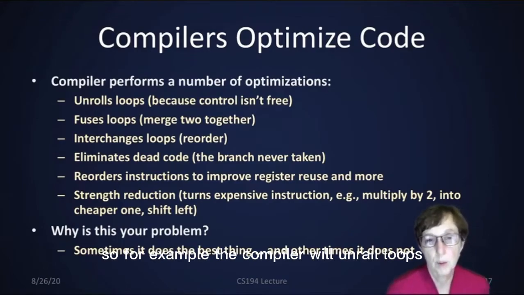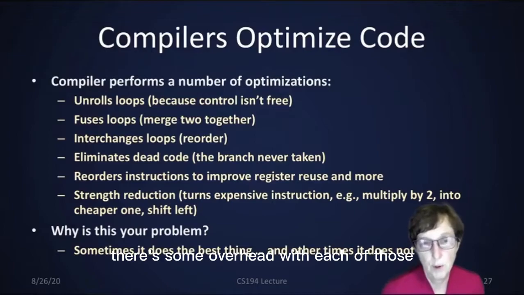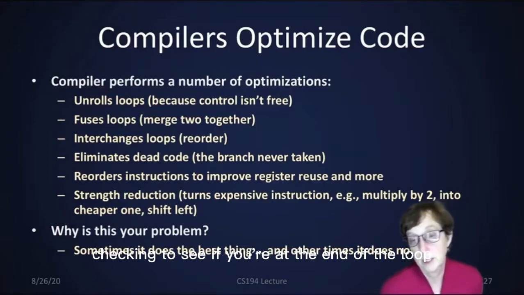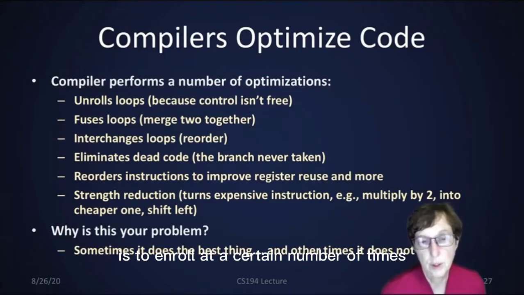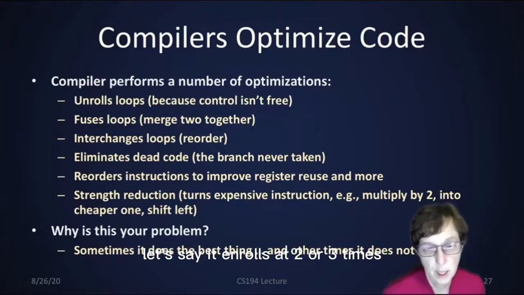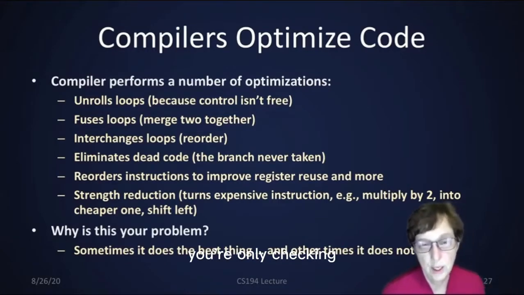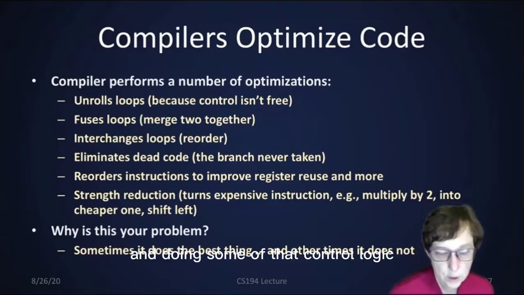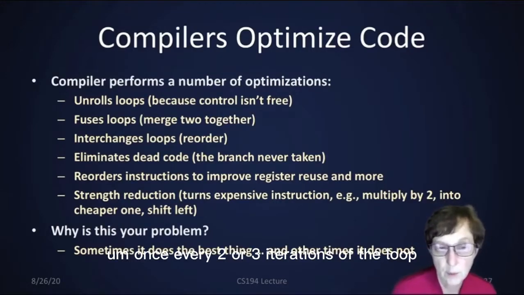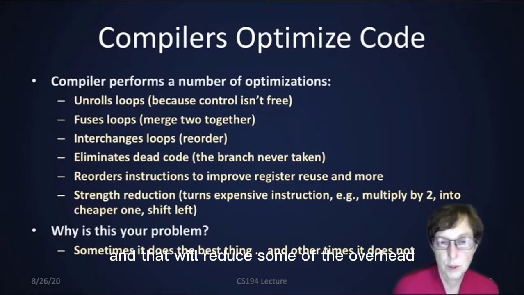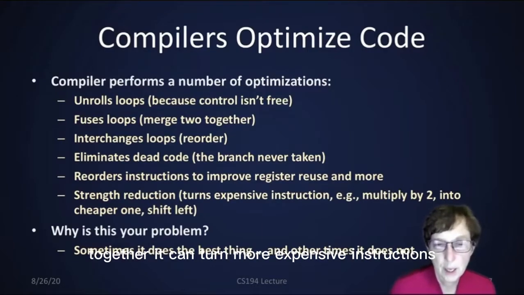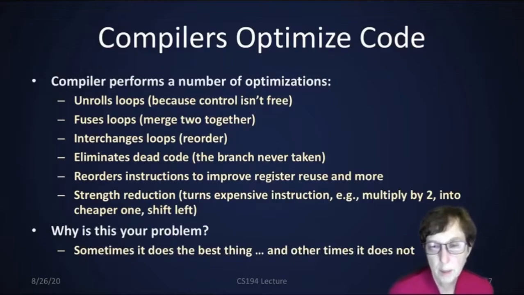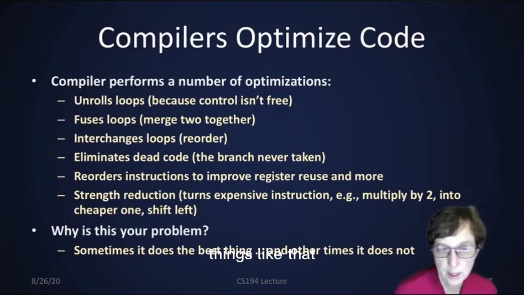So for example, the compiler will unroll loops. As I mentioned before, there's some overhead with each of those control statements, for example, checking to see if you're at the end of the loop. And so one of the things the compiler can do is to unroll it a certain number of times. Let's say it unrolls it 2 or 3 times, and then you're only checking for the loop termination condition and doing some of that control logic once every 2 or 3 iterations of the loop, and that will reduce some of the overhead. It does a bunch of other things. It fuses loops together. It can turn more expensive instructions into cheaper ones, like doing a shift operation if you're multiplying by 2 and you've got an integer, things like that.